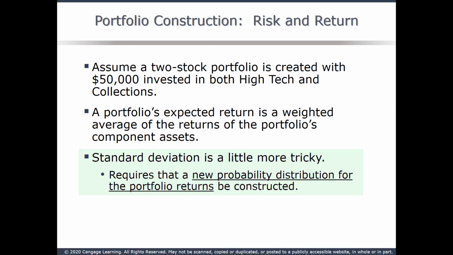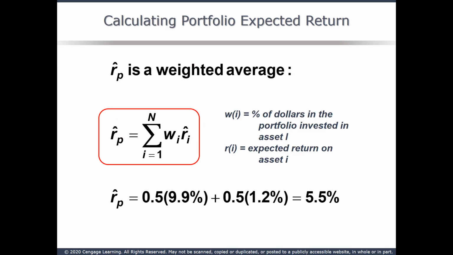It's a bit trickier. The expected return on a portfolio is simply the weighted average of the expected returns of the assets in the portfolio. The weights are the percentage of dollars invested in each asset. In our high-tech and collections portfolio, the weights are 50-50. We calculated the expected returns of both assets in Part A. High-tech 9.9, collections 1.2. So the expected return of our portfolio is equal to 0.5 times 9.9 plus 0.5 times 1.2, 5.5.